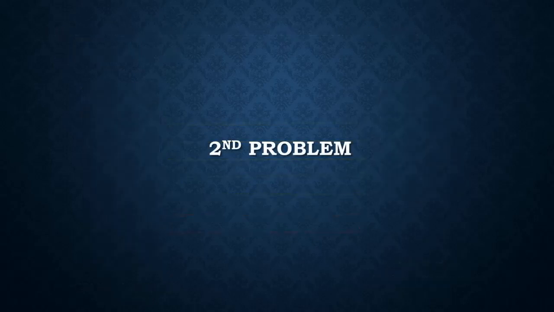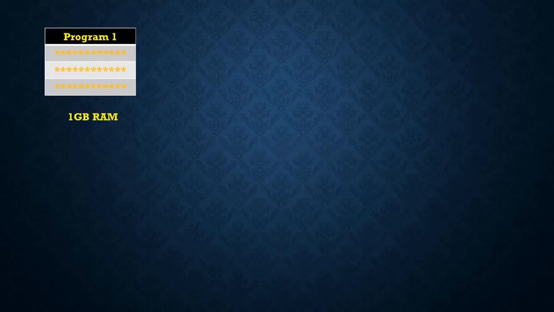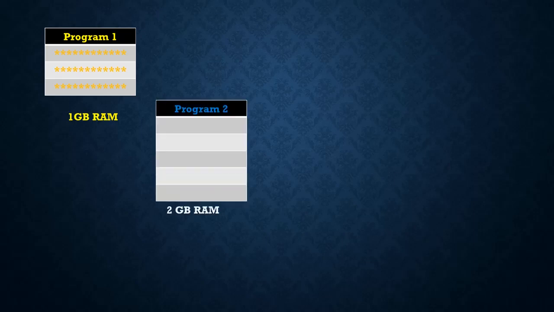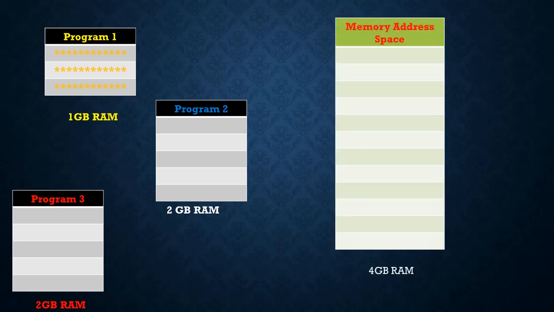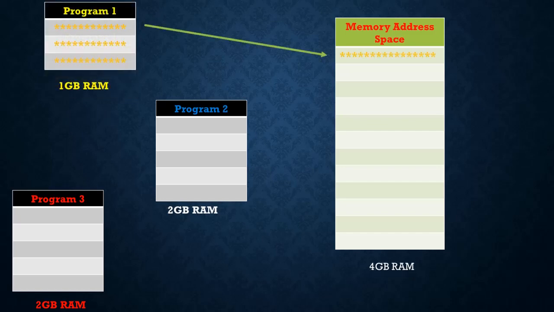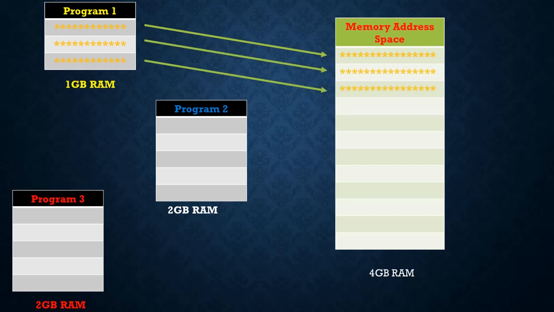Now I increase my RAM capacity. But I have one program that requires 1 GB RAM. And my second program requires 2 GB RAM. My third program also needs 2 GB RAM as well. I have 4 GB RAM capacity. Now, first what I am doing is loading my program 1 into the RAM. Yes, 1 GB RAM capacity is gone.